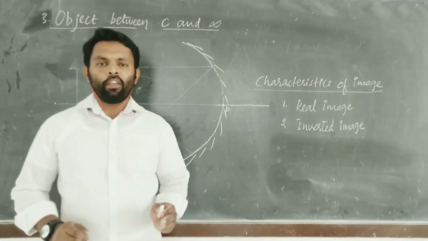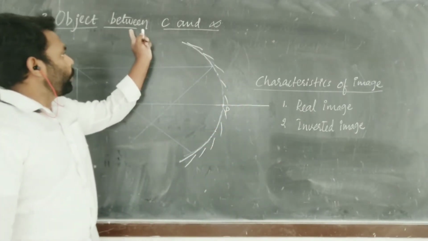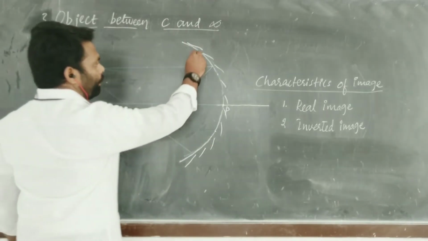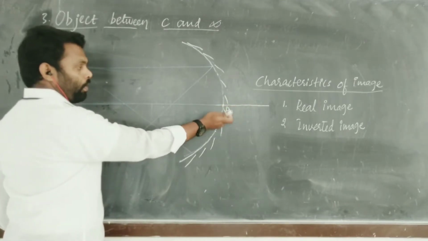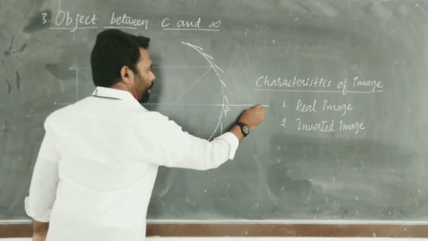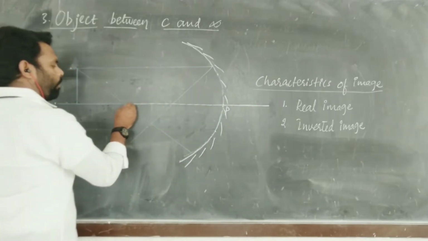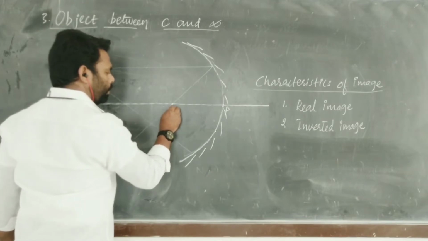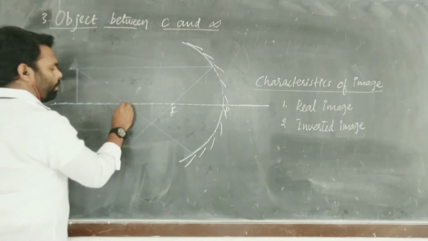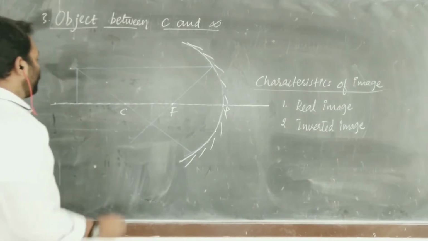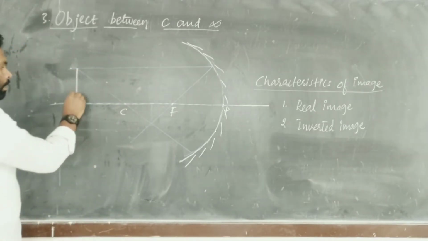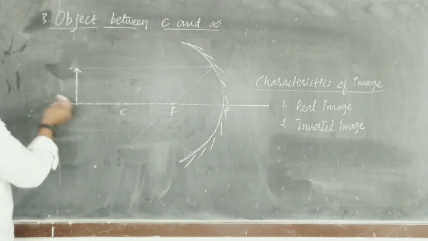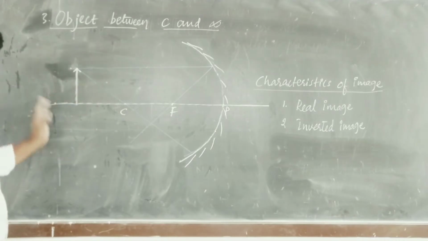Third ray diagram of concave mirror. Object between center of curvature and infinity. So let us take concave mirror. Convex part is silver, concave part is reflecting surface, and this is principal axis. Let us consider this as focus, and this is center of curvature. Let us take object. The position of this object is anywhere between center of curvature and infinity.